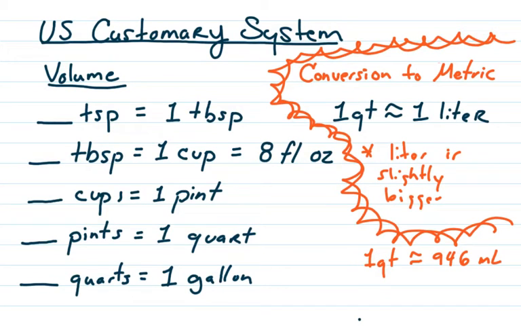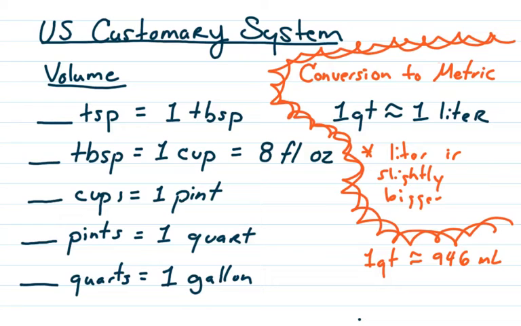In this video, I want to go over the U.S. Customary System, which is the system of measures that's used in the United States, or commonly used in the United States. Maybe not in science, but in our everyday environment. Okay?